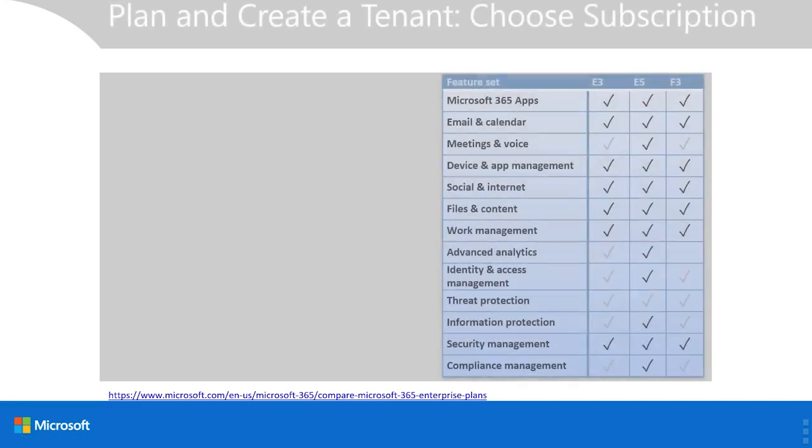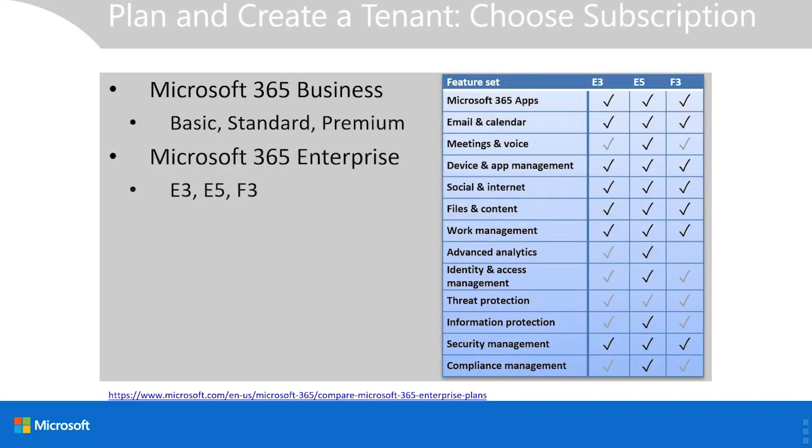The first thing to do when setting up a new tenant is to choose the subscription that you're going to use. You could go with a Microsoft 365 Business subscription, Basic or Standard or Premium, or an Enterprise subscription, an E3 or an E5, or an F3, which is for First-Line Workers, which is a more cut down and less expensive version of the Enterprise subscription. Also, if you're an educational organization or a government organization, there may be special licensing available for you.